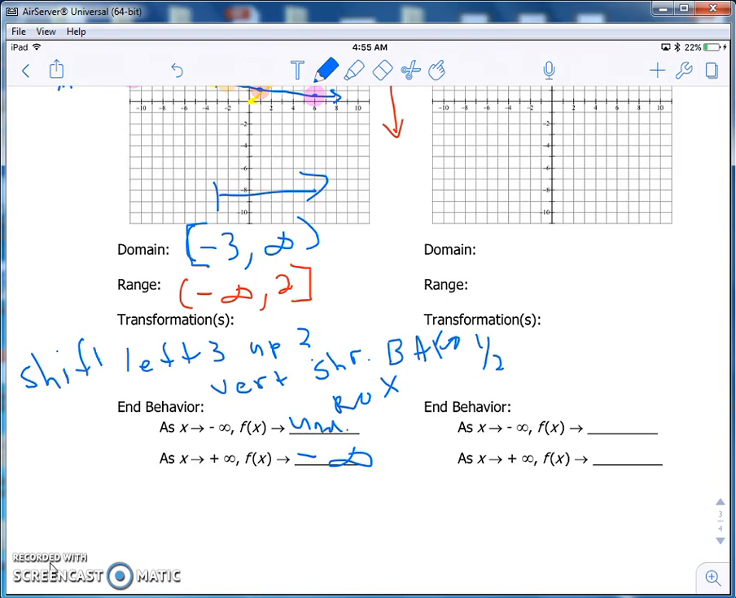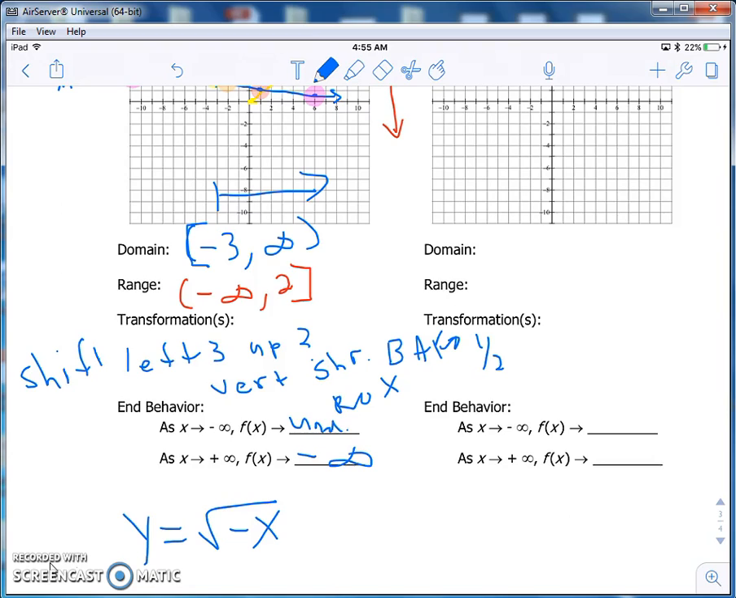You could start asking yourself, when will the first one be defined? We haven't had a reflection over the y-axis yet, but this would do it. The negative inside the radical. And in that case, as x goes to negative infinity, y would go to positive infinity, or whatever other transformations you have.